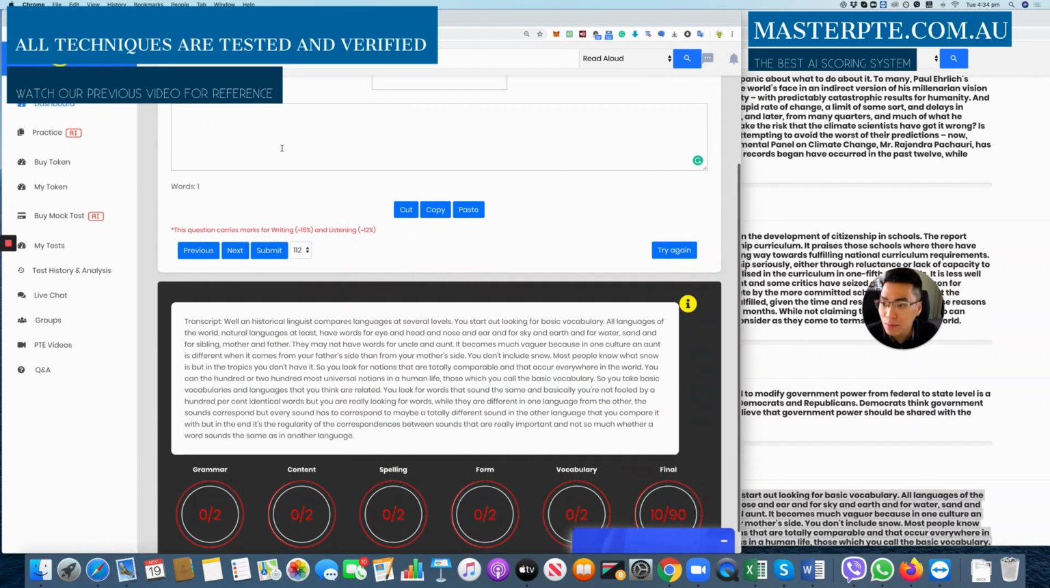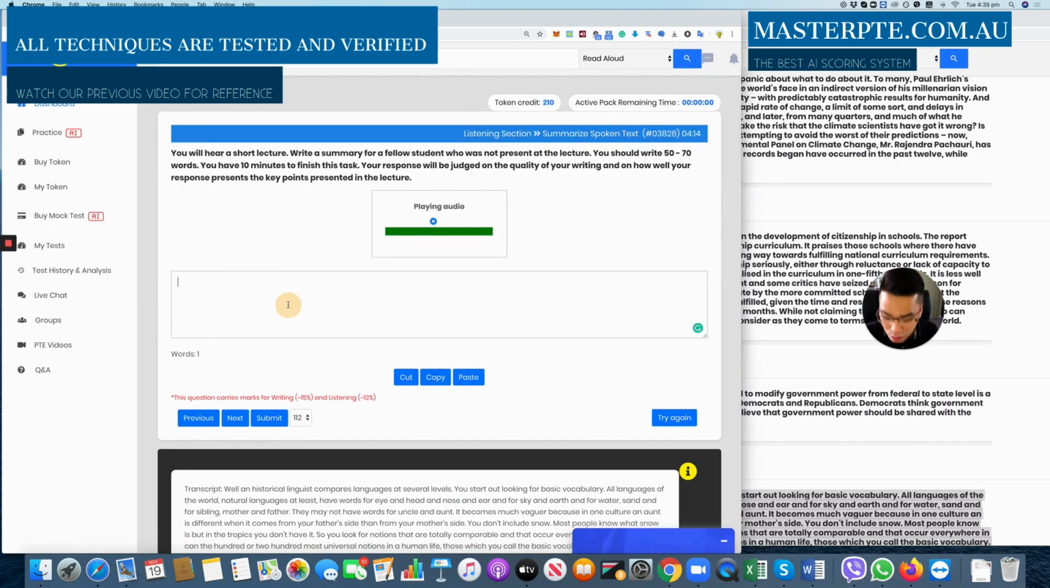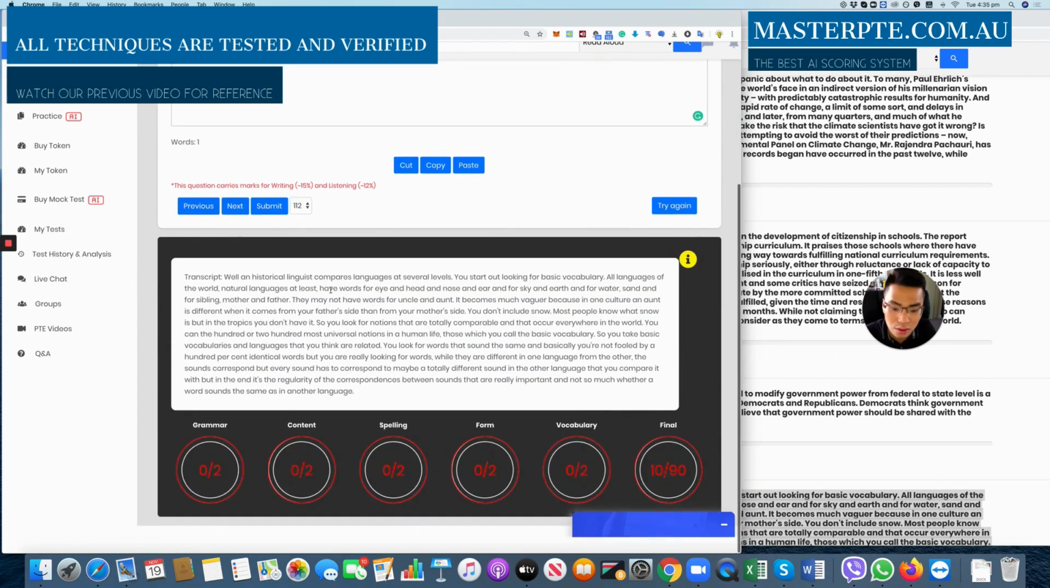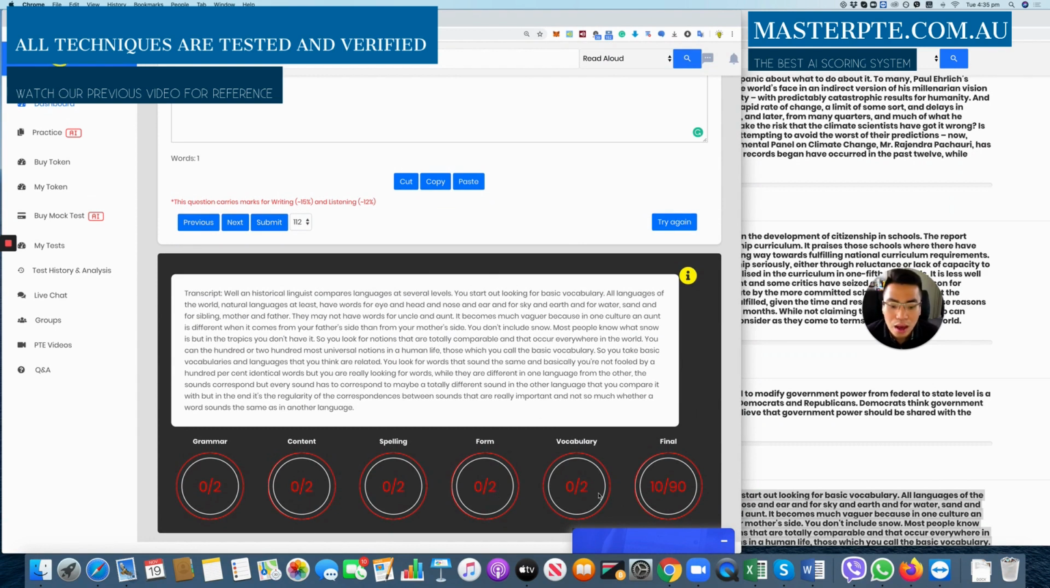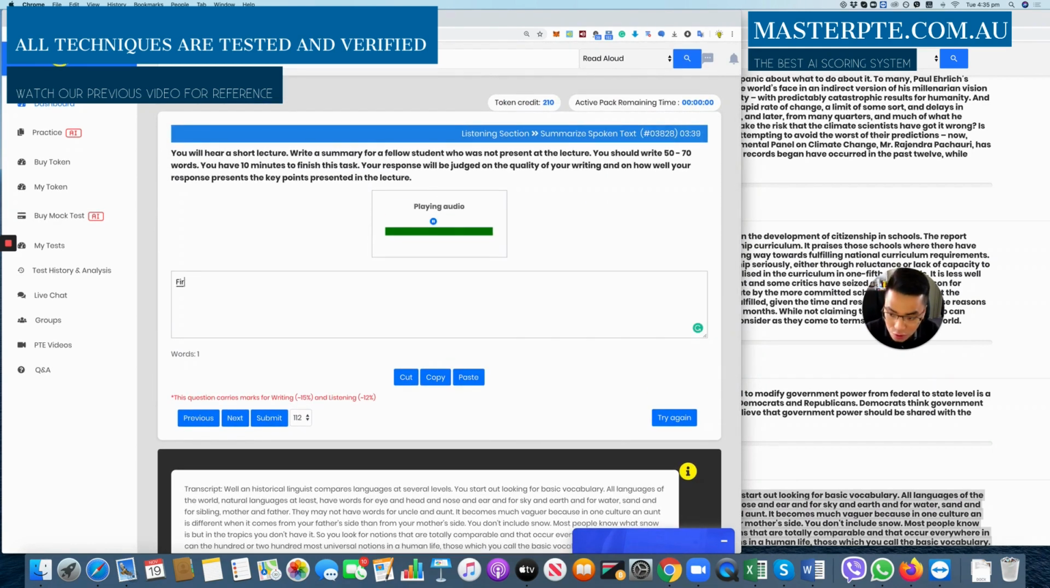Now for form, to get the maximum point for summarize spoken text, you only need to follow the instruction. They require you to write between 50 and 70 words, so don't write below the requirement, and don't write above it either. Make sure you stick between these word counts, and you should get maximum points for form. For vocab, all you need to do is use connecting words like firstly, secondly, and thirdly in your writing to connect the sentences, and you should get maximum points for vocab as well.